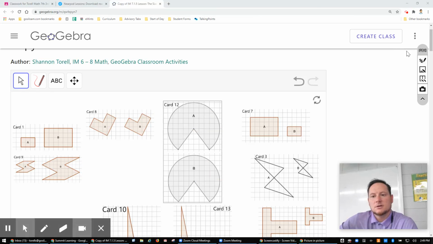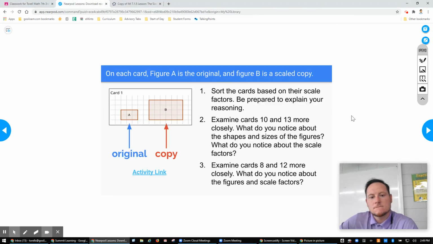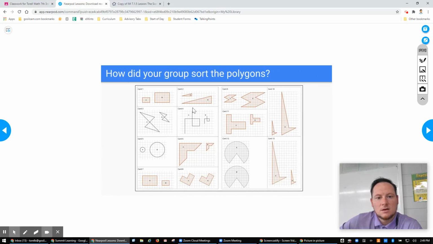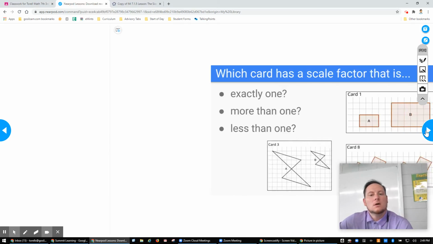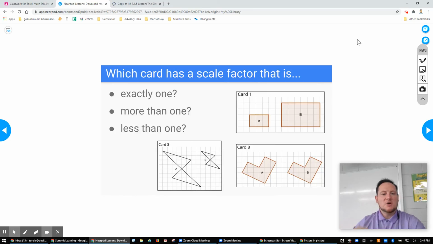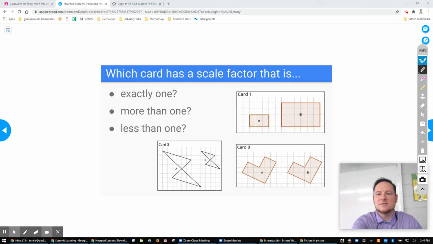All right. So moving on. So how did you sort your group? And more likely you did it kind of like how we talked about, scaling up, scaling down, and then equal. And here, take a moment and look at these and see if you can answer which ones are which. Which one has a scale factor that is exactly 1, meaning the scale copy is going to be equal to the original? Looks like card 8 is going to have the scale factor of 1.